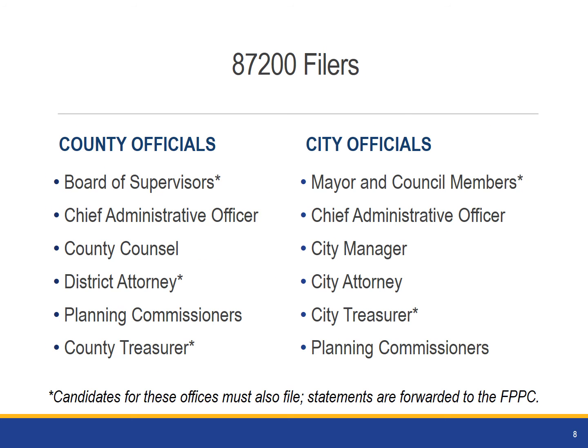87200 filers are the second type of filers. These are generally your high-level officials, many of whom are elected. While designated employees are required to file pursuant to your agency's Conflict of Interest Code, 87200 filers are required to file under state law. These positions are listed in Government Code Section 87200 of the Act. All 87200 filers are subject to full disclosure, which means they must disclose all reportable economic interests located within the filer's jurisdiction.